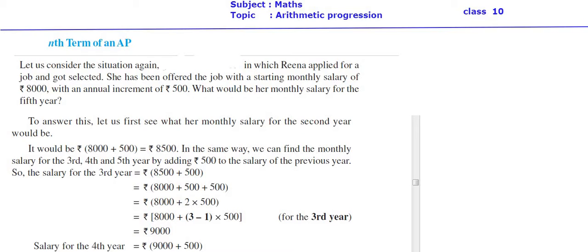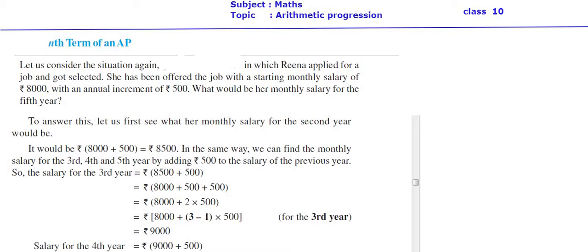In the last class we discussed exercise 5.2 and also completed that exercise. So now we'll discuss the nth term of an AP. What is this nth term of an AP? Before going for that, let us consider this situation.